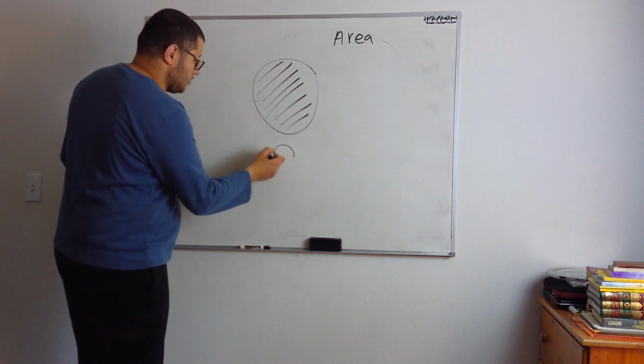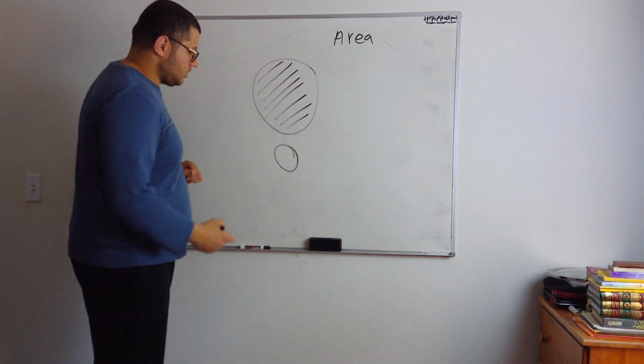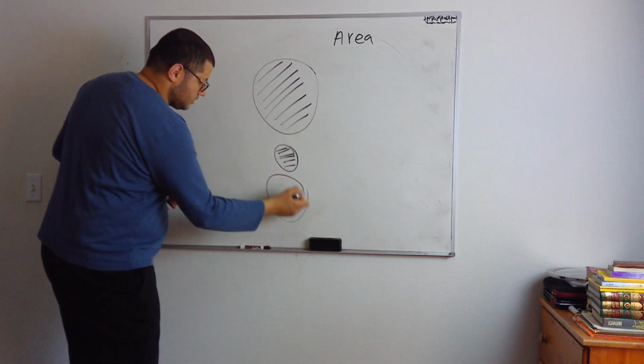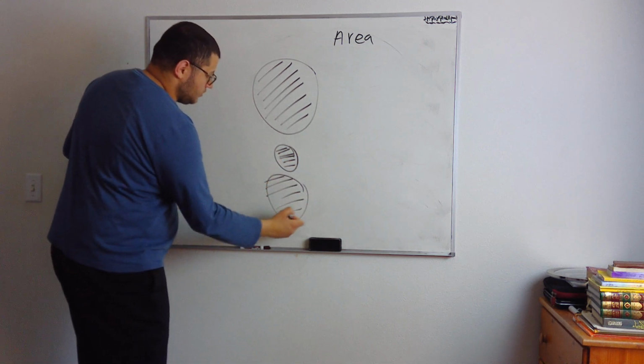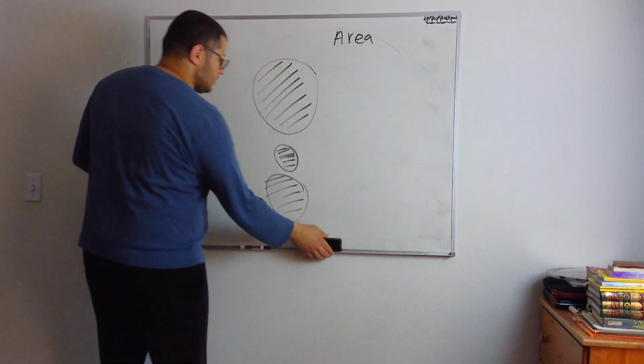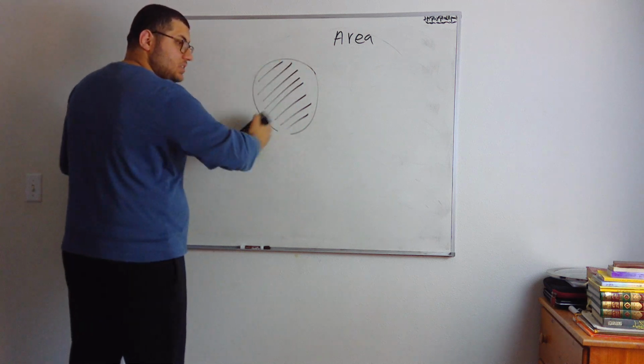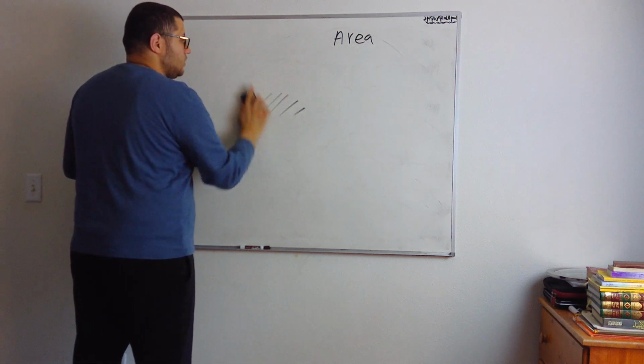If you have a small circle, you have some area, right? But if you have a bigger circle, you have more area inside your circle. So circumference is the distance around the circle. Area is the space you have inside your circle.